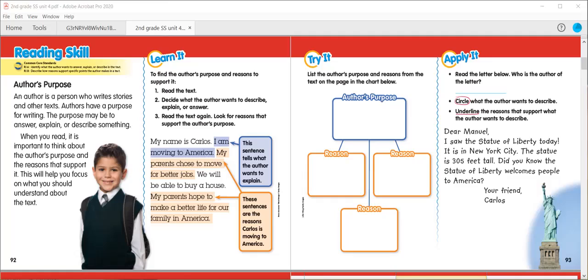Dear Manuel, I saw the Statue of Liberty today. It is in New York City. The statue is 305 feet tall. Did you know the Statue of Liberty welcomes people to America?